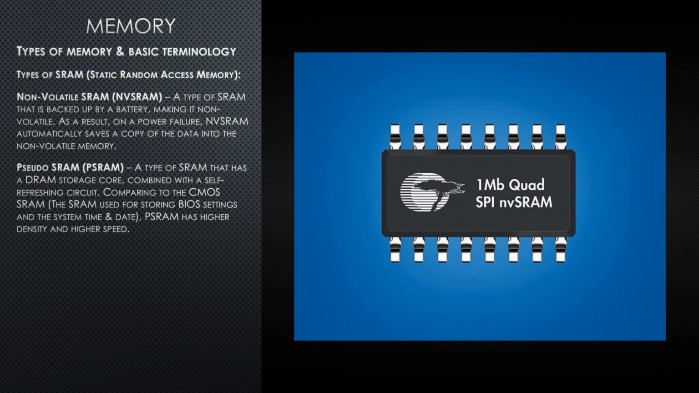Then we have pseudo-SRAM or PSRAM, and this is a type of SRAM that has a DRAM storage core combined with a self-refreshing circuit. Compared to the CMOS SRAM, which is the SRAM used for storing BIOS settings and the system time and date, PSRAM has higher density and higher speed.